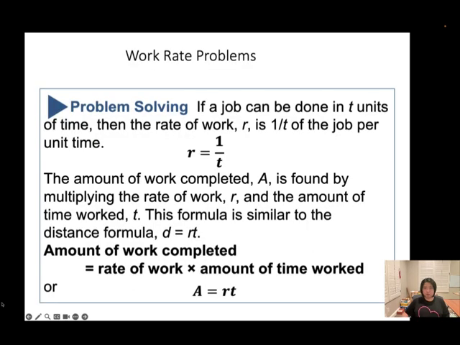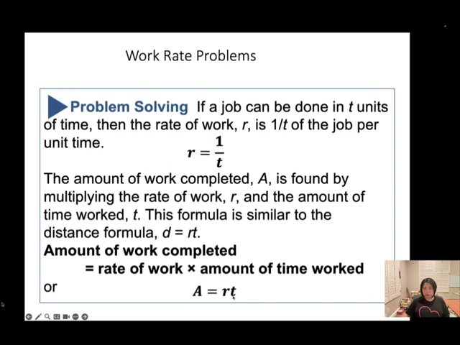Work rate problems. If a job can be done in t units of time, okay, t represents the time, then the rate of the job, the r, is 1 over t of the job per unit time. So we have the formula here: the rate of work equals 1 over time. And then the amount of work completed, A, is found by multiplying the rate of work, r, times the time, t.